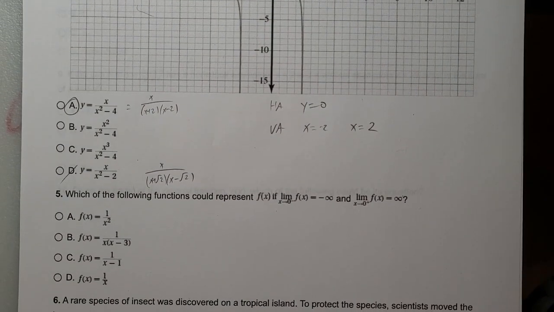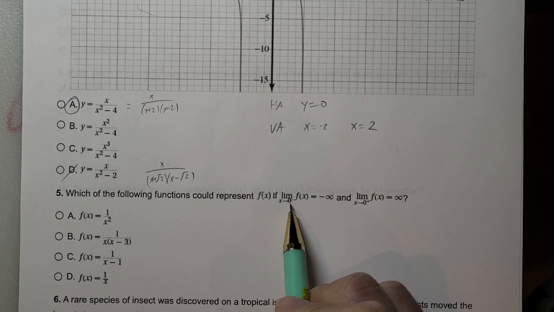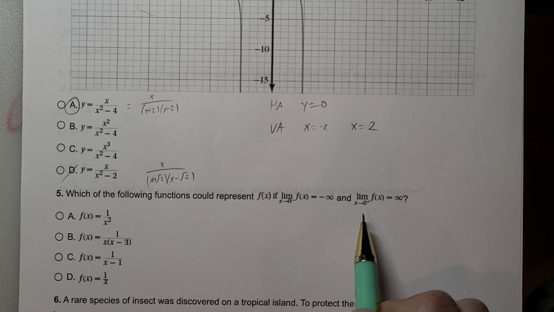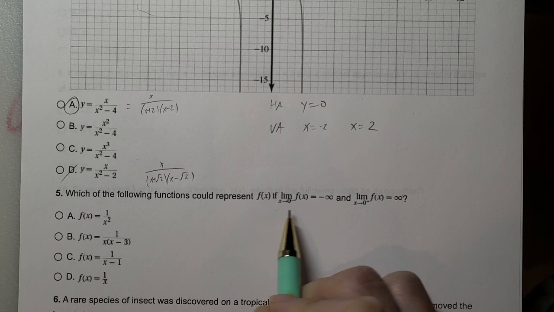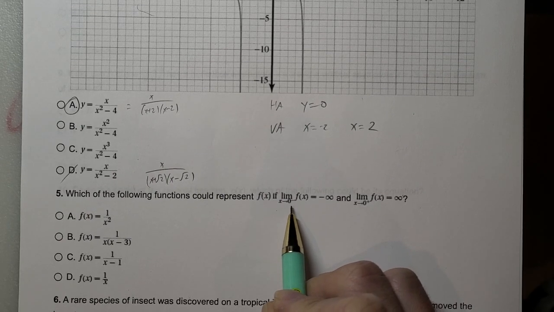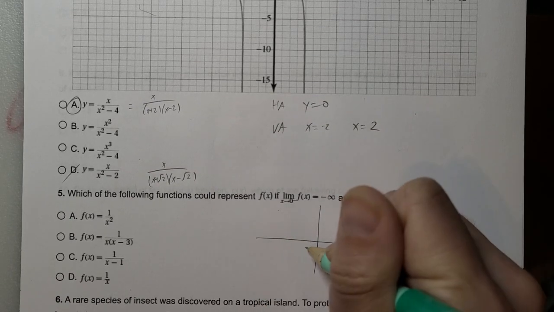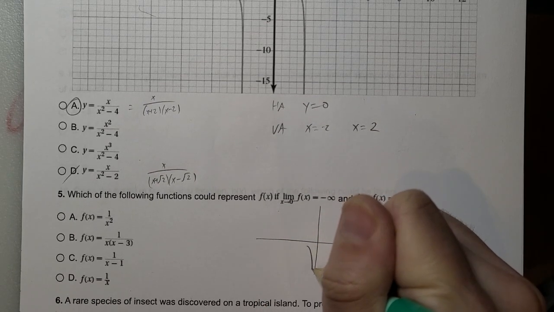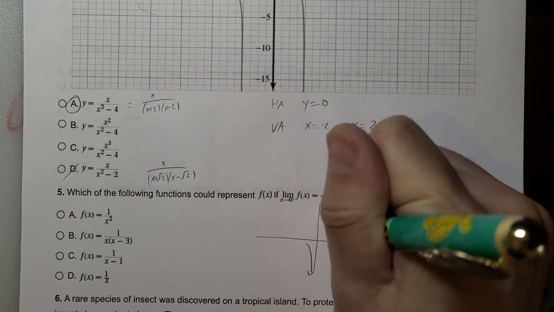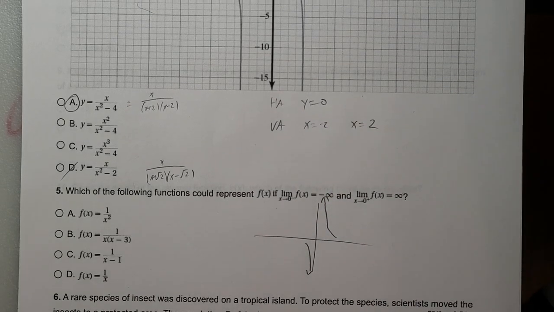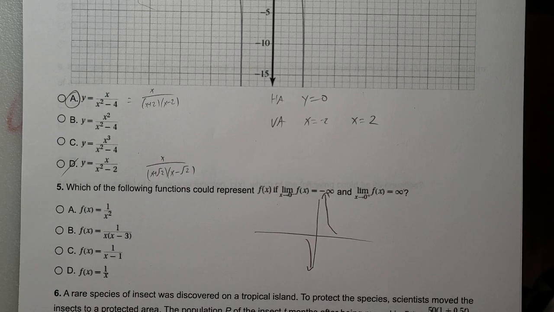Which of the following functions could represent f of x, as the limit as x approaches 0 from the left? That's what the 0 minus means. f of x is negative infinity. And as x approaches 0 from the right, f of x is positive infinity. So this is saying that there's a vertical asymptote at x is 0. And as we approach 0 from the left, that's what 0 minus means, we approach negative infinity, so it'll be something like that. And as we approach 0 from the right, we will approach positive infinity. So it'll look something like that. Okay, so which graph would have that?